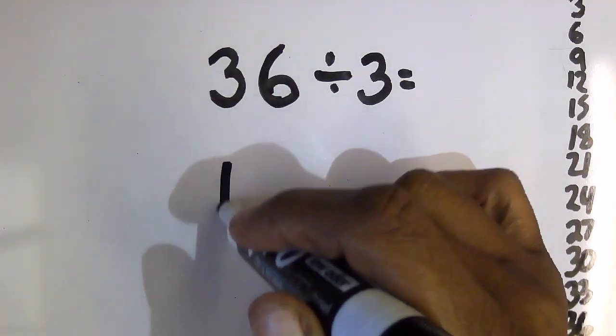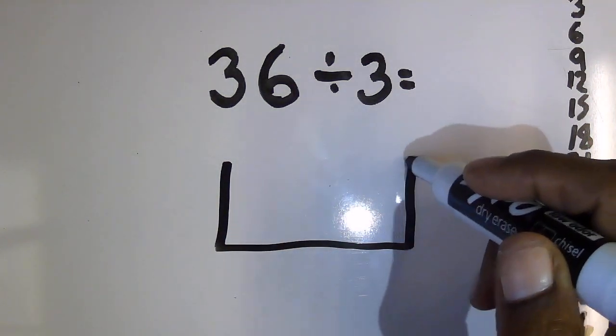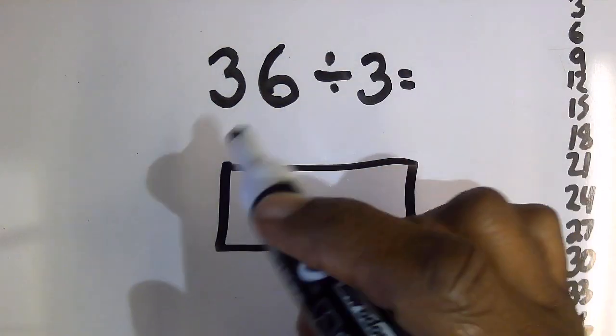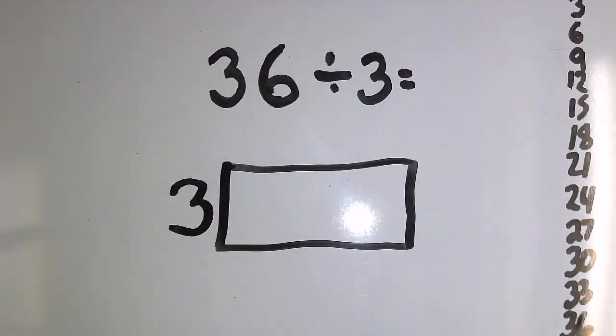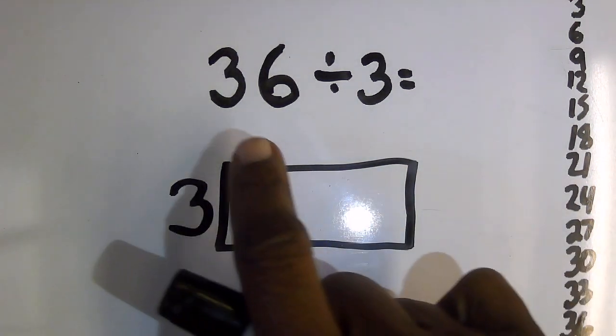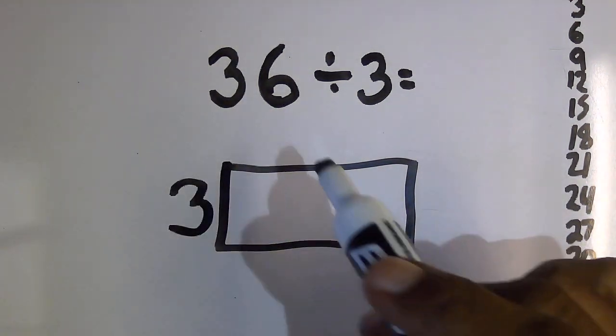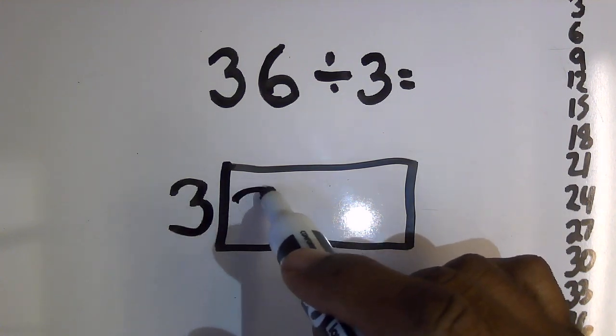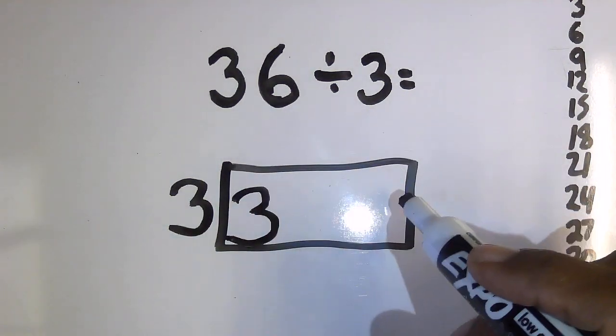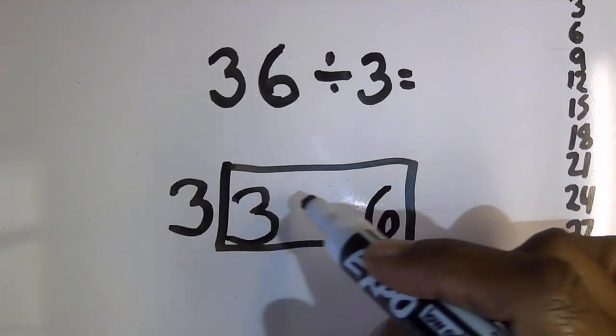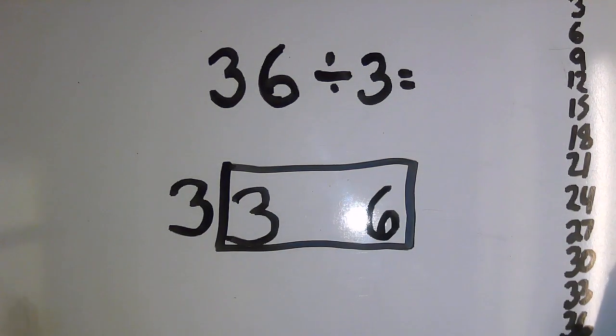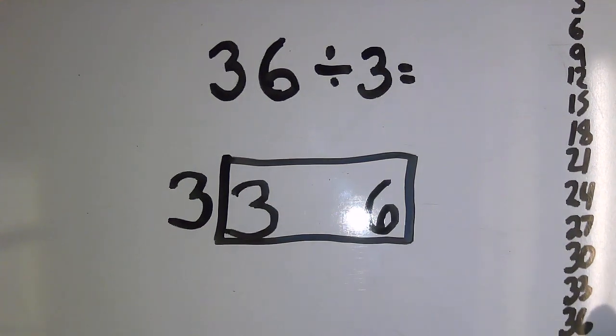And I'm going to do my area box. We're dividing by 3, so that goes outside of the box. And look closely at how I do the dividend. That's the number that goes inside of the area. I'm going to put my 3 here and this 6 right here. And I'm leaving the space in between intentionally, and you'll see why in a few.